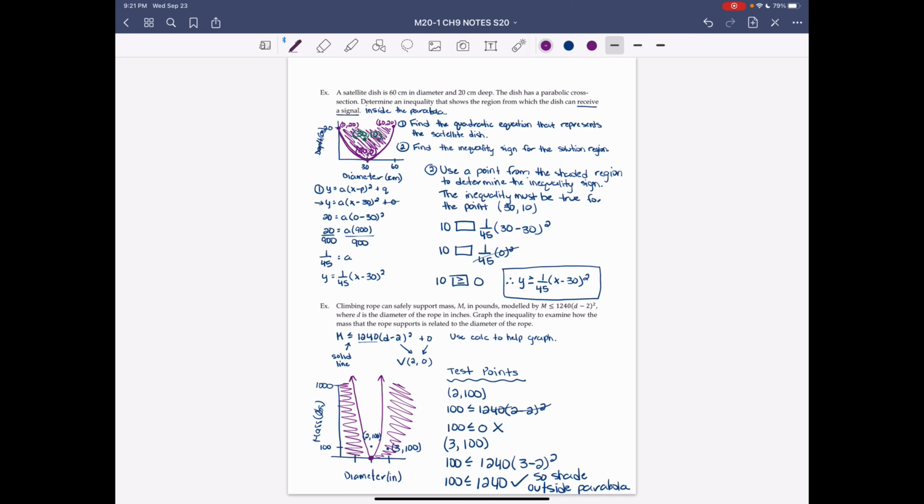That brings us to the end of Chapter 9, Lesson 2, solving quadratic inequalities in two variables.